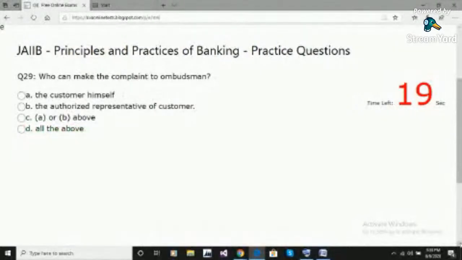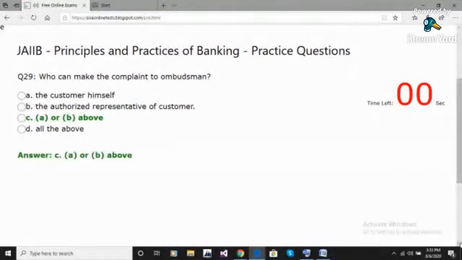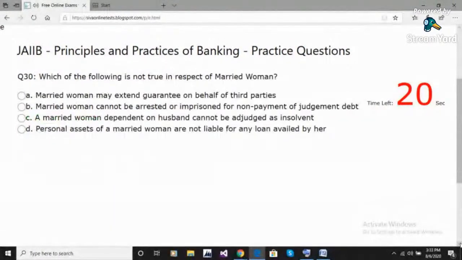Question 29. Who can make the complaint to Ombudsman? Option A. The customer himself. Option B. The authorized representative of customer. Option C. A or B above. Option D. All the above. Answer C. A or B above.